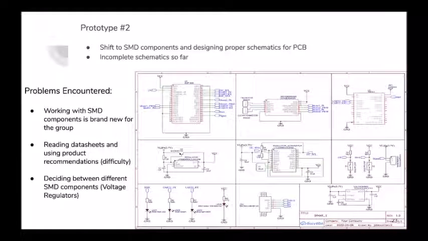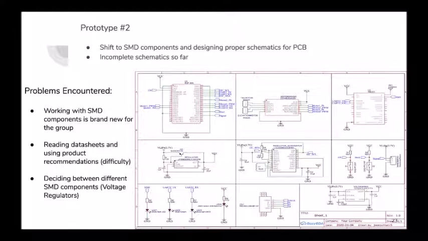For prototype number 2, we have made a shift to surface mount devices and started designing proper schematics. At the moment, these schematics are incomplete, however. Some of the problems we've encountered so far are that working with SMD components is something brand new to the entire group. So we have some difficulty reading data sheets as well as deciding between different SMD components, such as for voltage regulators.